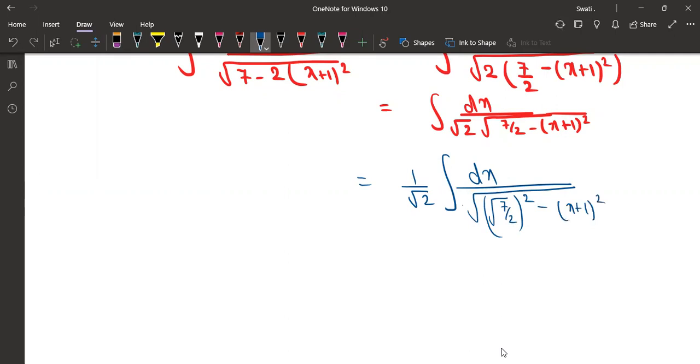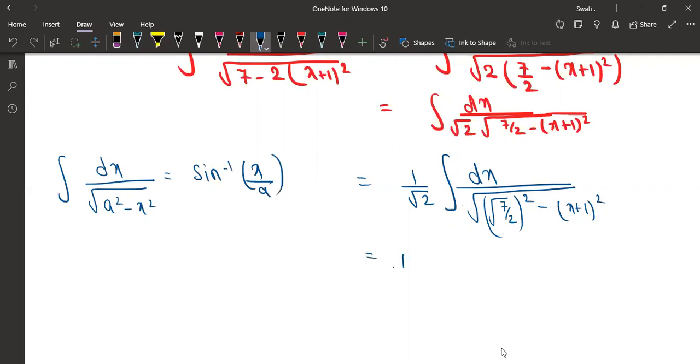Why did I do this? Because we now have this in the formula of integration of dx upon root over a square minus x square. And the formula for this is sine inverse x by a. So using that particular formula, it will become 1 upon root 2 as it is, and sine inverse. What is x? x is x plus 1. Remember, it is x, not x plus 1 whole square, because here x square has become x. So x plus 1 upon a. A is root 7 by 2. Okay, and then of course plus the constant of integration.